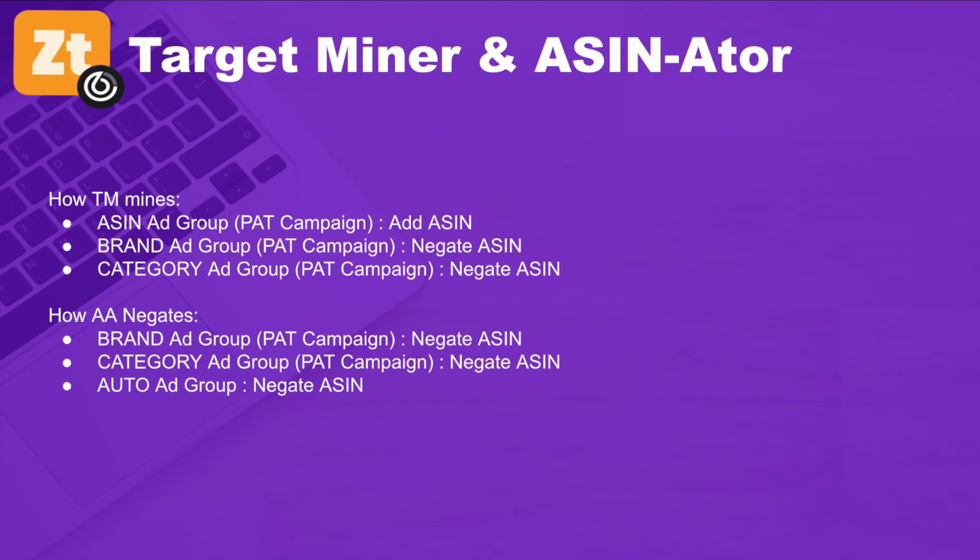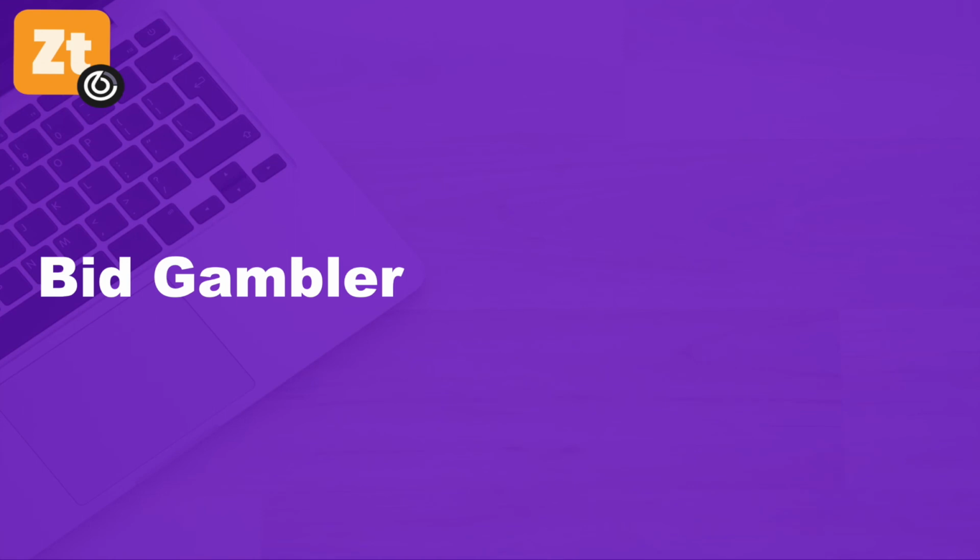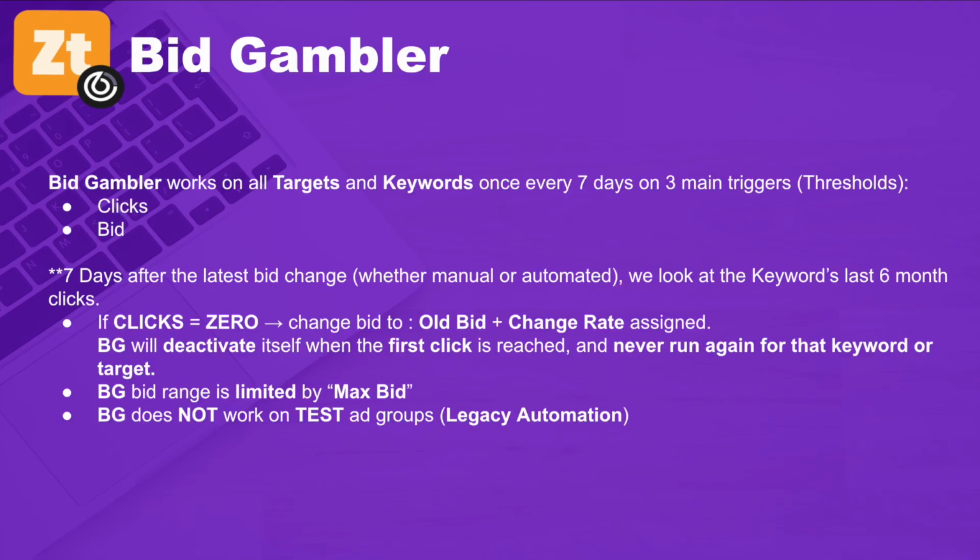We are now on the last topic for this video. Bid Gambler. So how does it work? Bid Gambler works on all your targets and keywords once every 7 days on 3 main triggers. Clicks and bid. 7 days after the latest bid change, whether manual or automated, we look at the keyword's last 6-month clicks. If clicks equals 0, Bid Gambler will change bid to old bid plus change rate assigned.